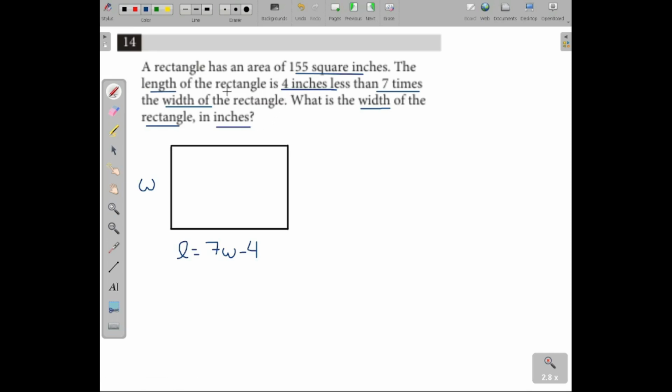First, let's check. We have the same units: inches, square inches, and inches. Now we have the area, which is 155. Length times width. We know the area is 155 and the length is 7 times the width minus 4.